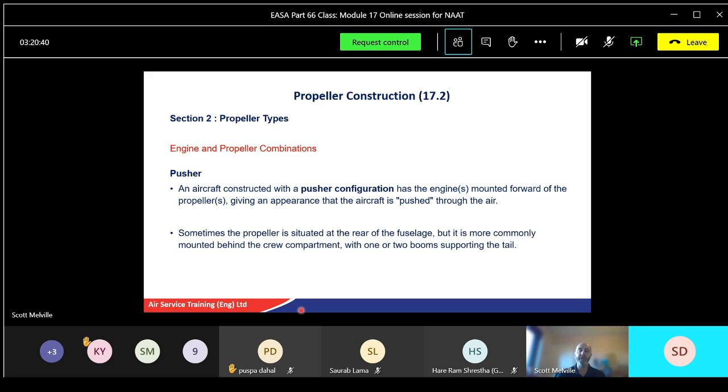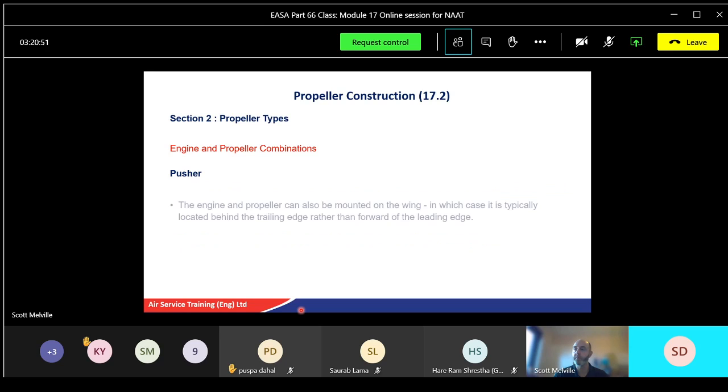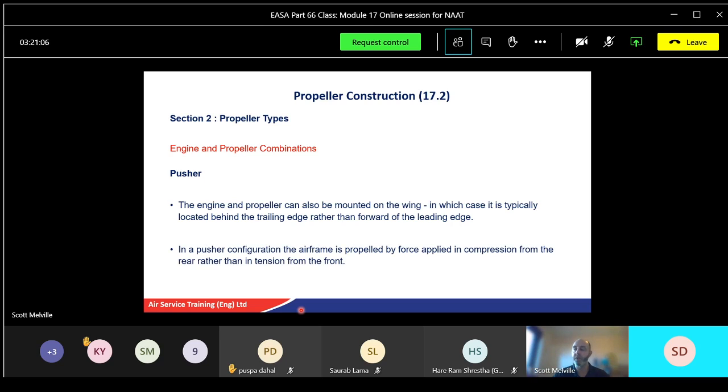And sometimes the propeller is situated at the rear of the fuselage, more commonly mounted behind the crew compartment, with one or two booms supporting the tail. And we'll show you some examples in a minute. Each propeller can also be mounted on the wing, in which case it is typically located behind the trailing edge rather than on the leading edge of the wing. So the same sort of thing, but the engine at the back, the trailing edge, and it gives the effect that it's pushing the aircraft through the air.